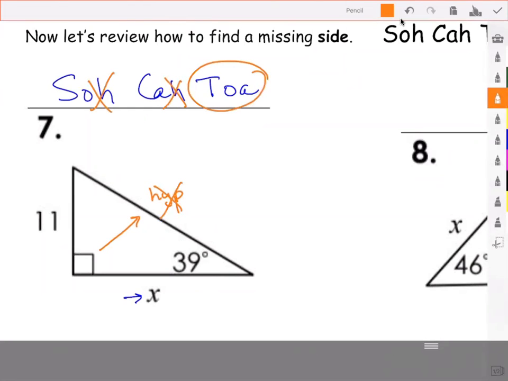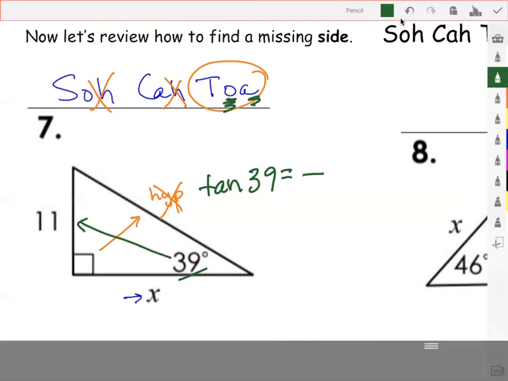I'm going to use the TOA ratio. So I'm going to use tangent of, you always do your angle, so 39 equals, and I want opposite over adjacent. So 11 is my opposite, X is my adjacent. So 11 over X.